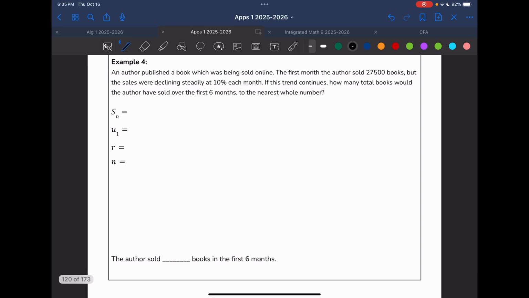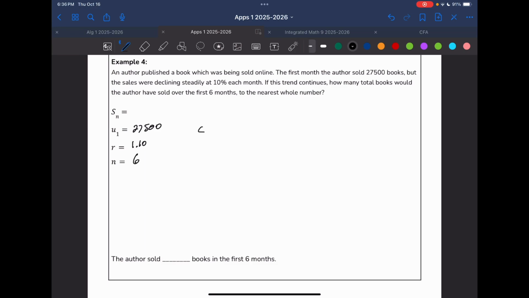An author published a book which was being sold online. The first month, the author sold 27,500 books, but the sales were declining steadily at 10% each month. If this trend continues, how many books would the author have sold over the first 6 months? Round to the nearest whole number. So here we have U1 equal to 27,500. r is going to be 1.10. I guess a 10% increase. And n is going to be 6.